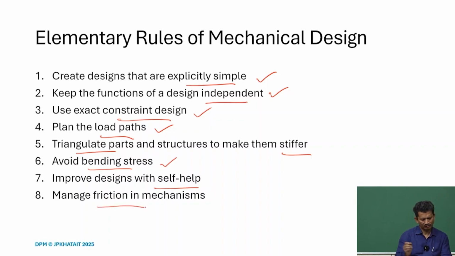And the last is manage friction in mechanisms, because friction gives a lot of uncertainty, a lot of randomness in the results, and that's why many times we try to manage, try to eliminate friction, and again we will be talking about these things in the later slides.